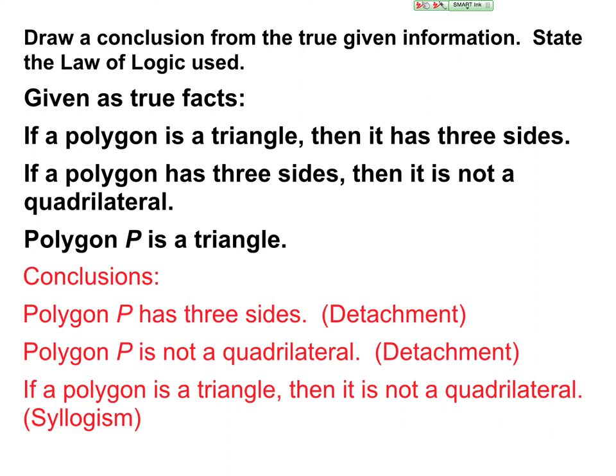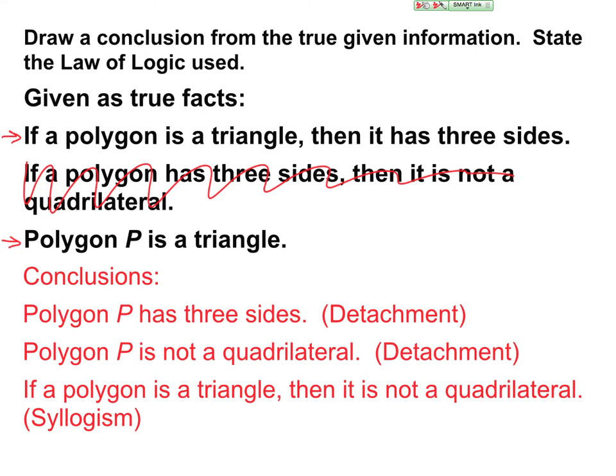Now, if we go back to detachment, we really could come up with a couple things based on that. What I would be doing for this first one, let me scribble out this middle one for a little bit. Okay, thinking detachment, I have an if-then, and I have a fact that relates to the hypothesis. So using that, I could come up with the fact that polygon P has three sides. See how that's put together? If the polygon's a triangle, then it has three sides. Polygon P is a triangle, so polygon P has three sides.